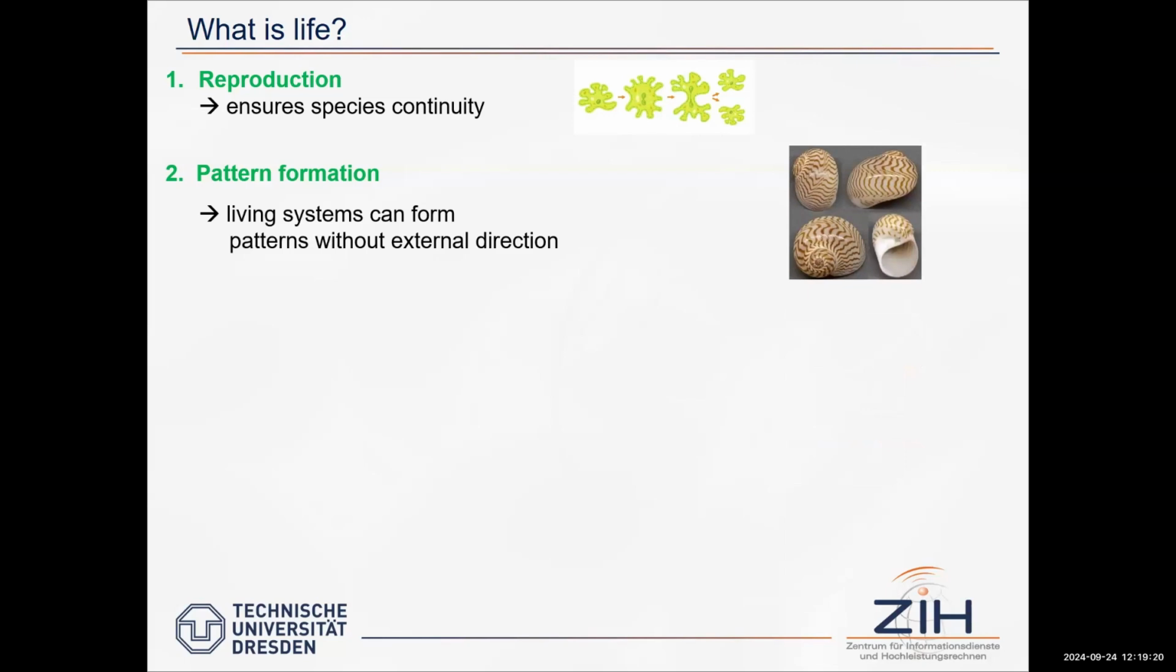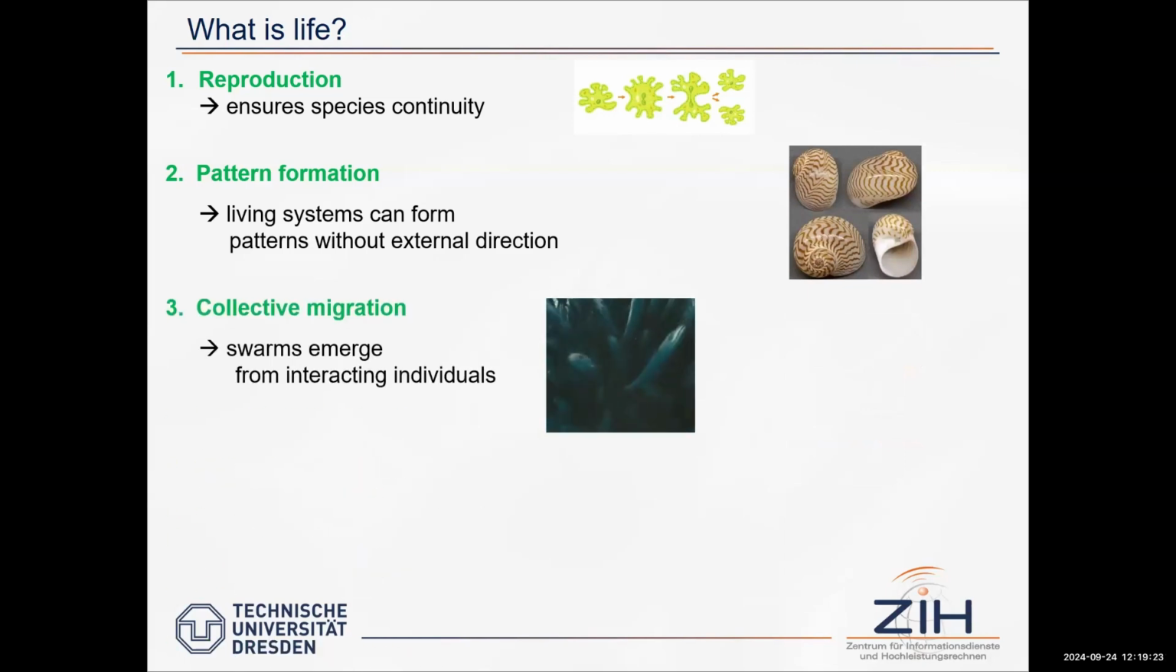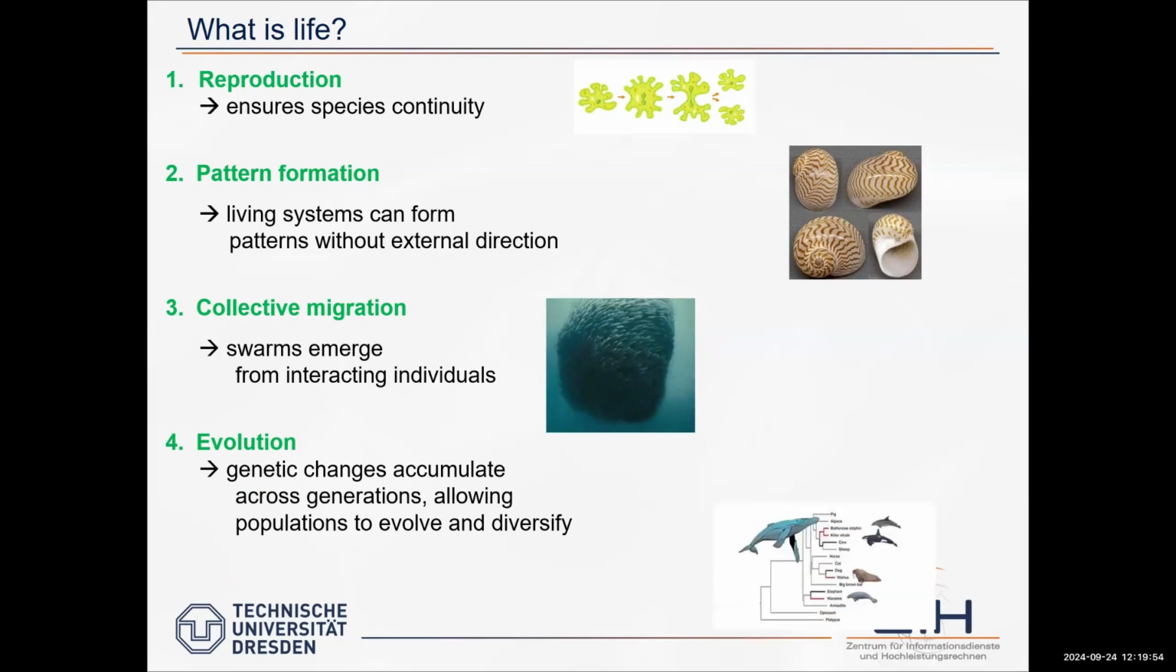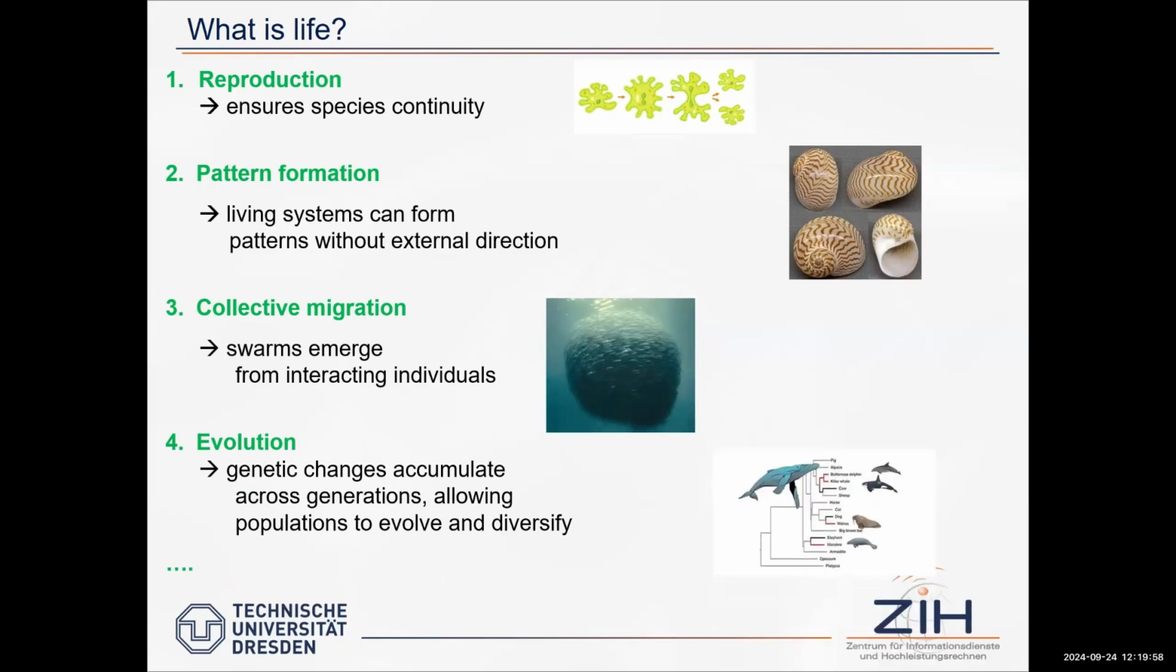Yes, I brought some patterns which come from the sea. And another aspect, in front of the building, is collective migration, in this case of organisms. And the question is, how do these forms emerge? And finally, evolution. This is really something which is not shown by non-living organisms. And it allows populations to diversify over large time scales. And there are many more. So these are properties, and these are definitely not all properties. You might work on other properties of life. But these are the ones I want to focus on in my talk. And the question is, how are these processes organized?